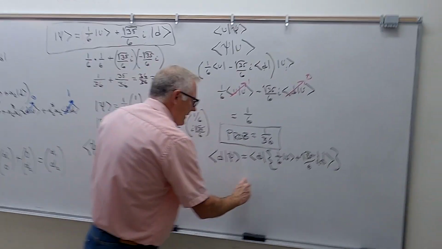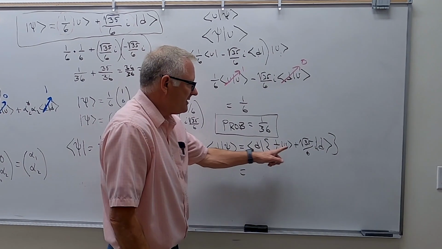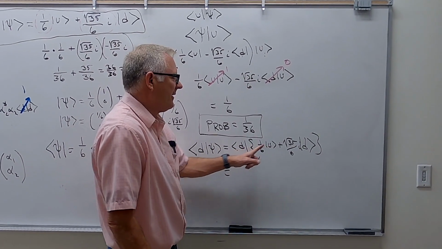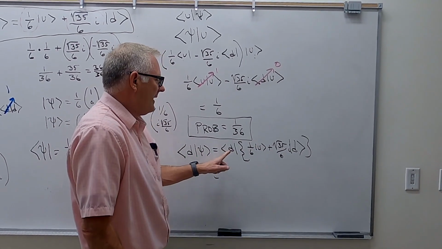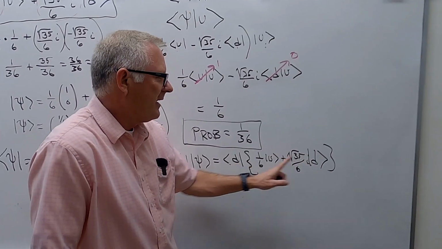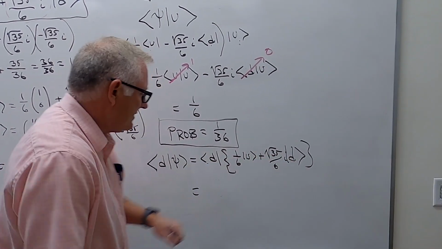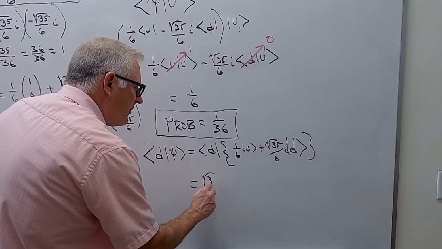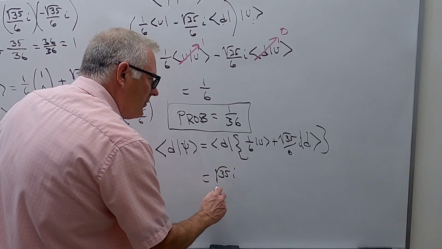Okay, and now when we push this thing through, this term's going to be 0. I don't even have to write that out. This is <down|up>, and <down|down> will give me 1. So it's just the square root of 35i all over 6.